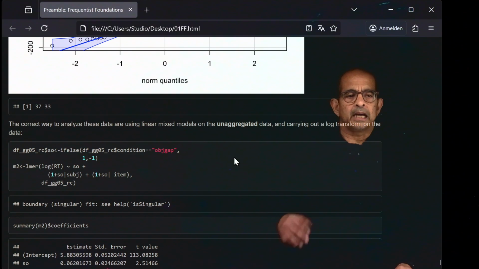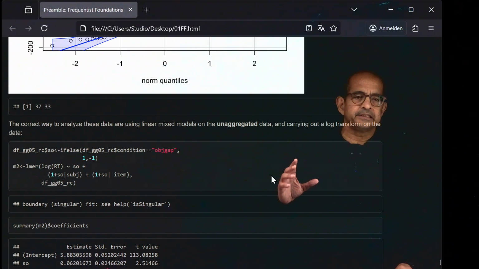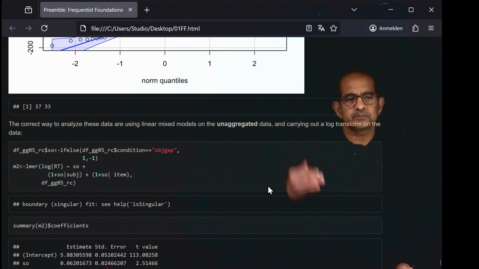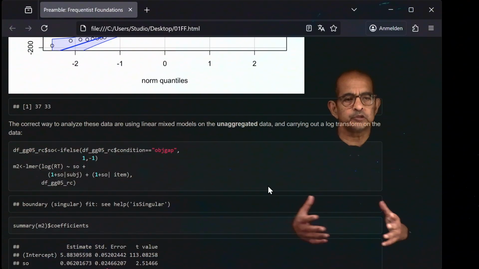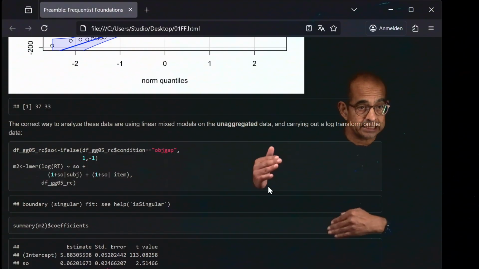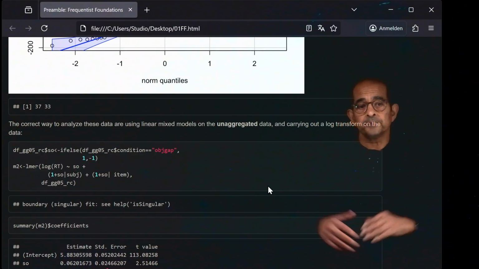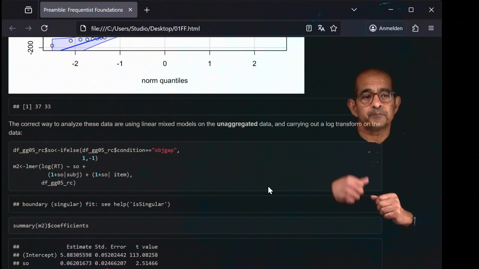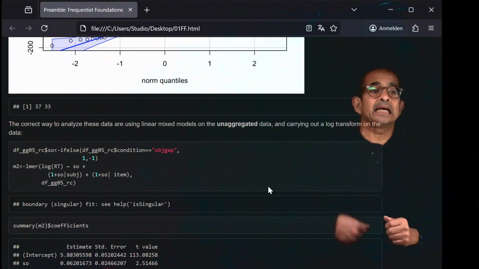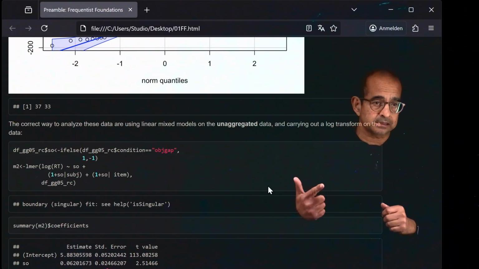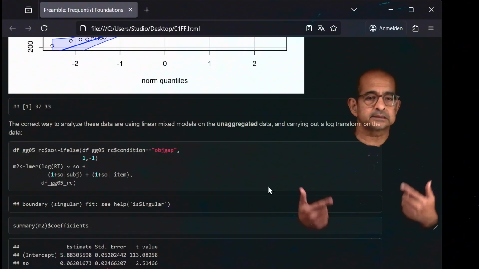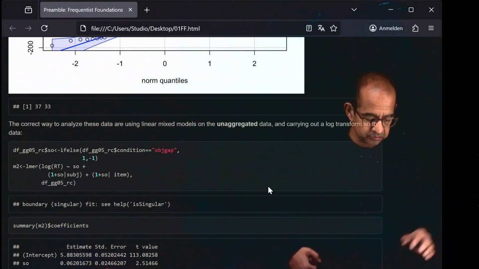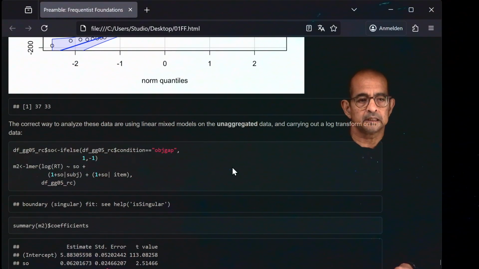Now, I just fit the model on the aggregated data by adding varying intercepts by subject, but the correct way to analyze these data would be to work with the unaggregated data and to have not only varying intercepts by subject, but varying intercepts as well as varying slopes by subject, and varying intercepts and varying slopes by item. So that would be the full, what they call the maximal linear mixed model by subjects and by items.